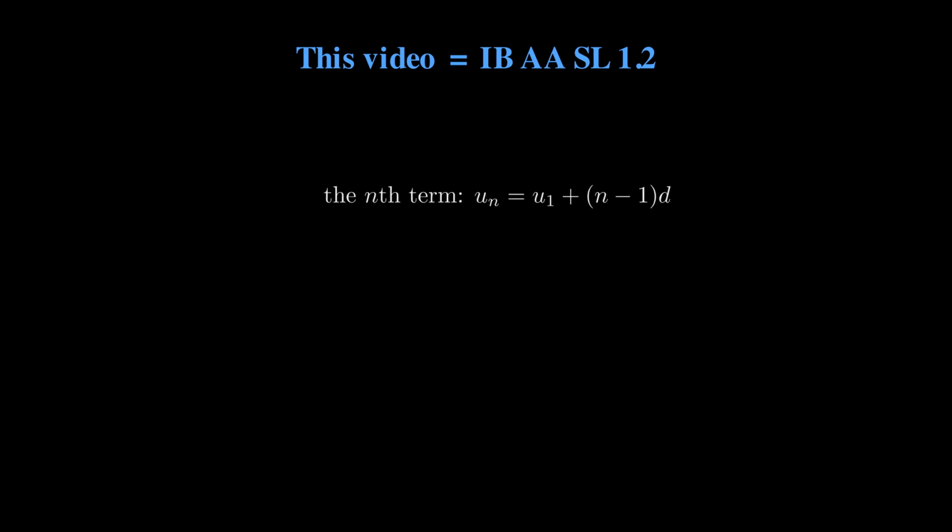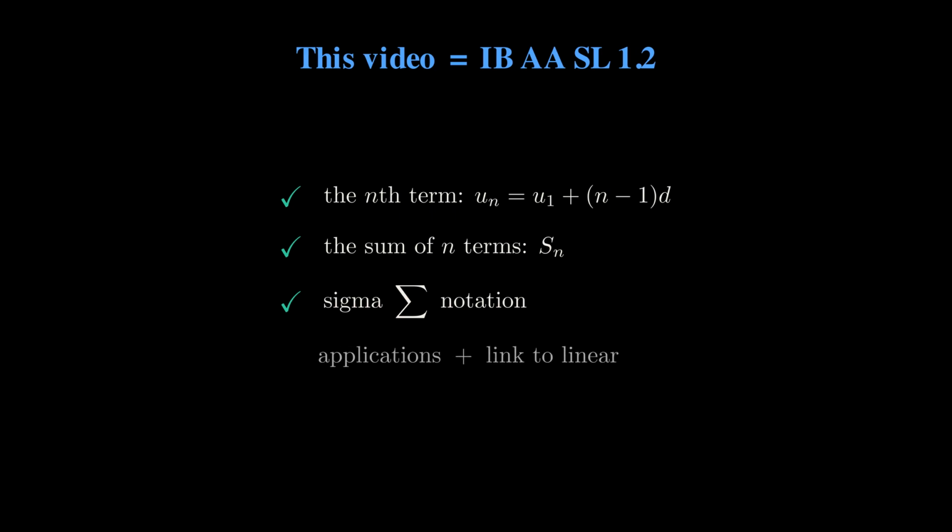Before we start, here's exactly what this covers, straight from your syllabus. IB Analysis and Approaches, Standard Level 1.2. The nth term, the sum of n terms, sigma notation, and applications, including the link to straight line graphs. Tick all 4, and you've got the whole subtopic. Nothing missing.